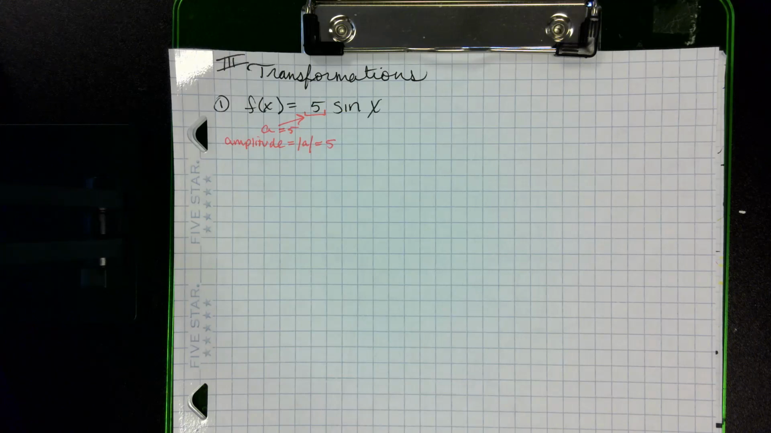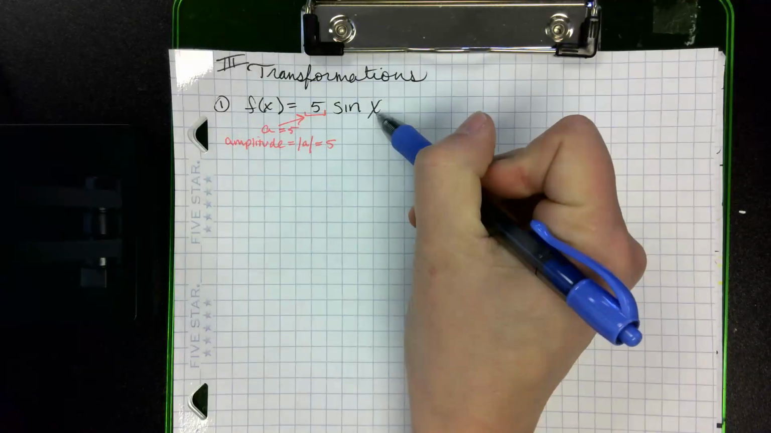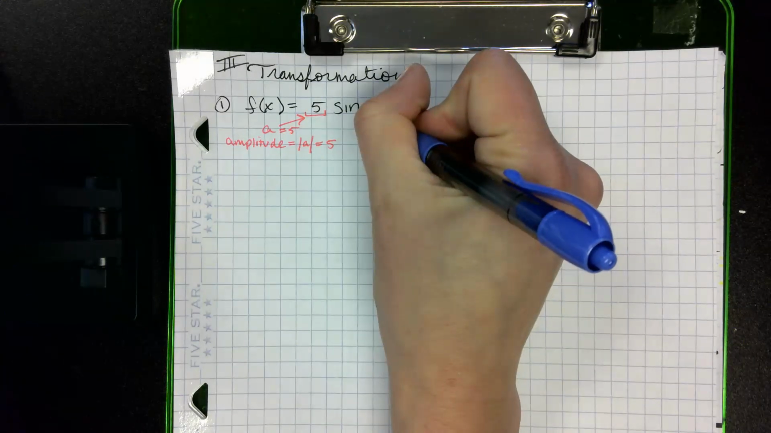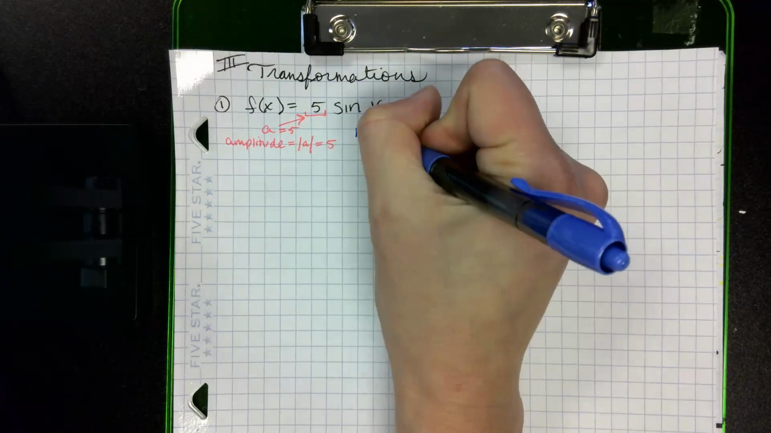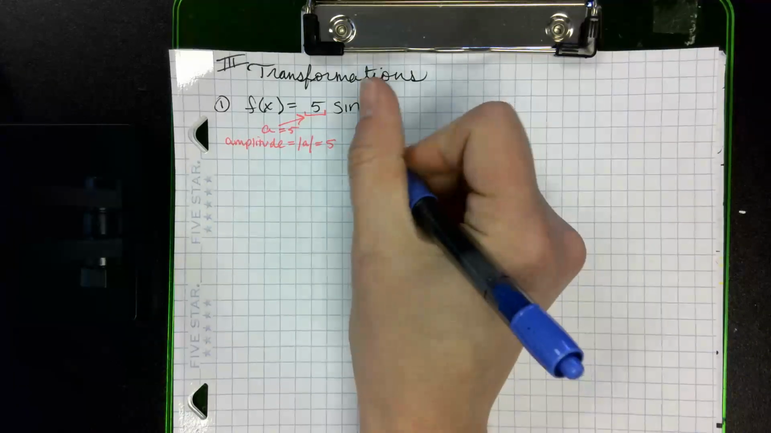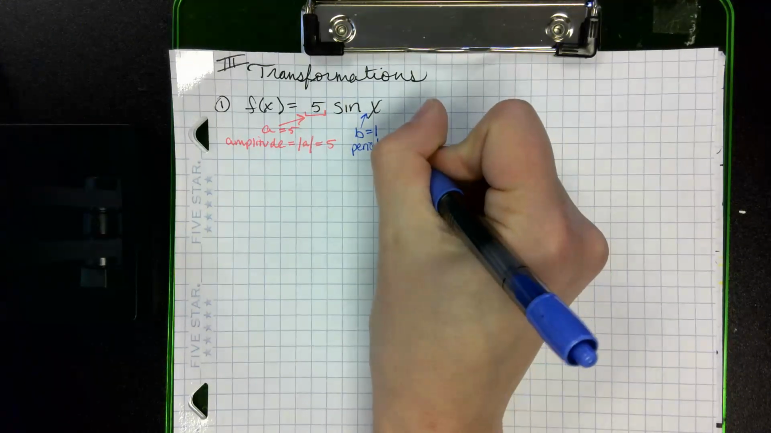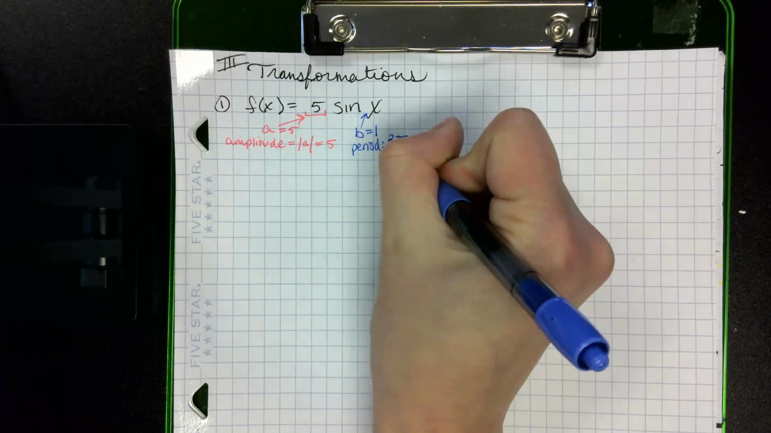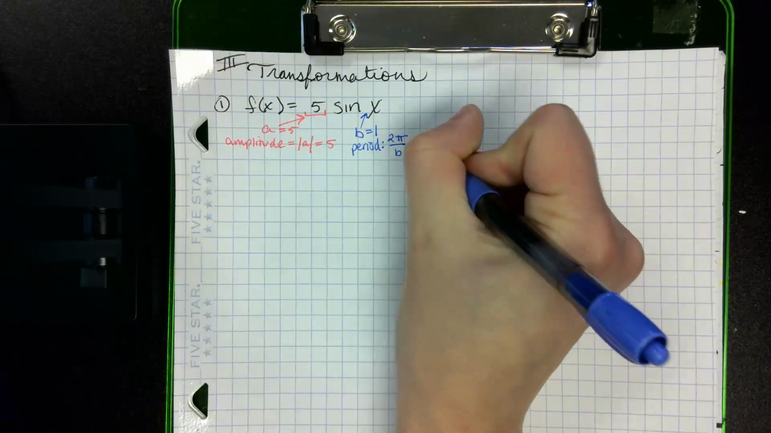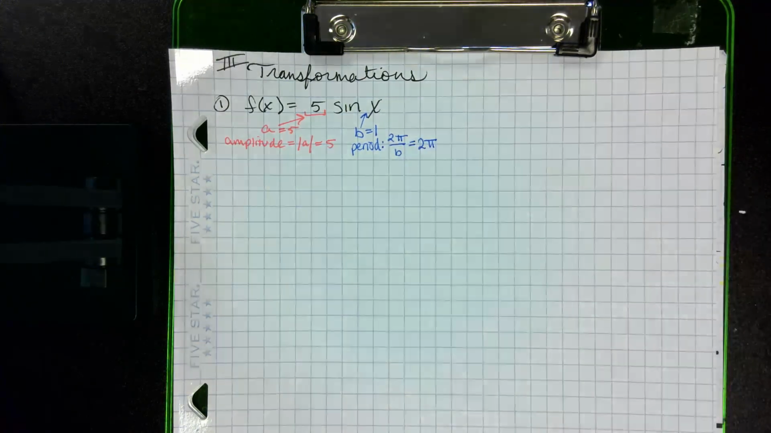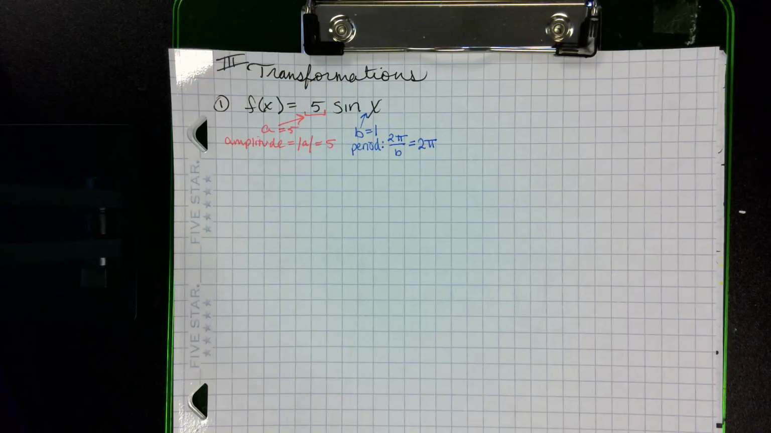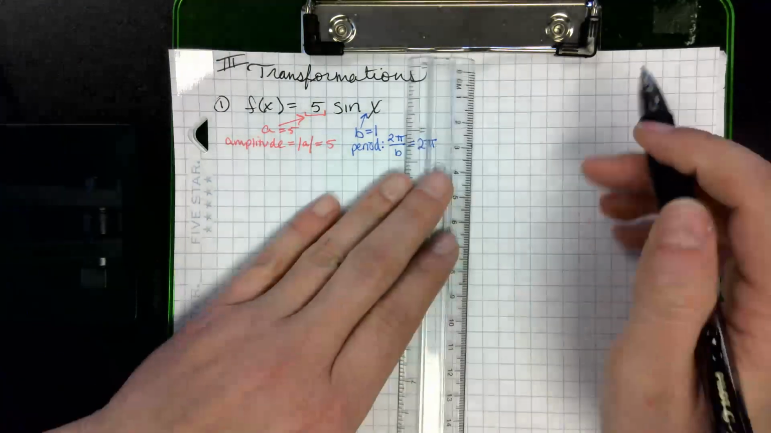I need the b value. The b value is always in front of x. Here's x. There's nothing in front of it, so that means I have 1x. That's b equals 1. So the period is 2 pi over b. If b is 1, that means it's 2 pi. Okay, so now I have information to graph.